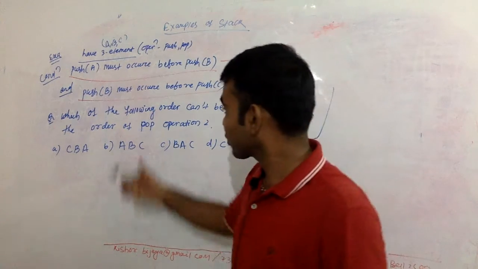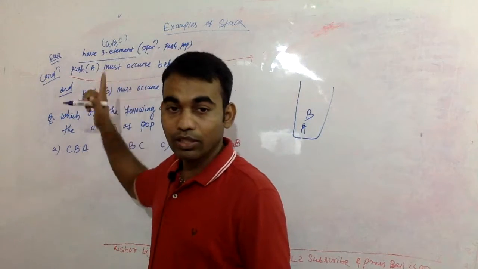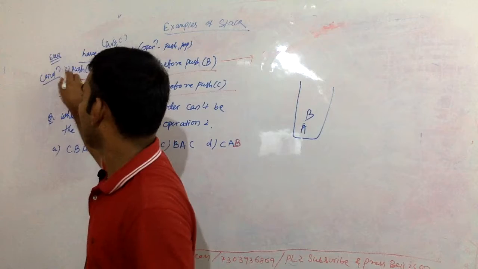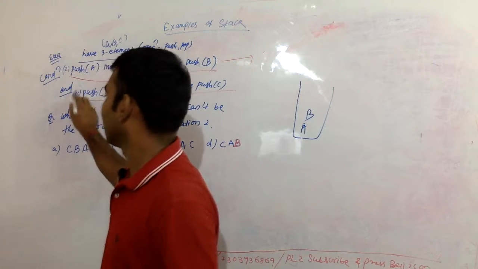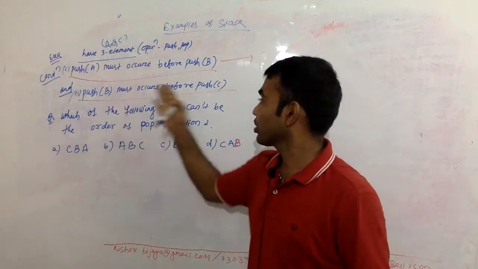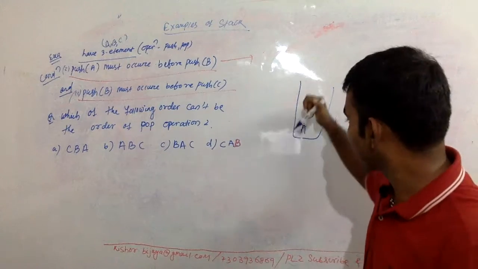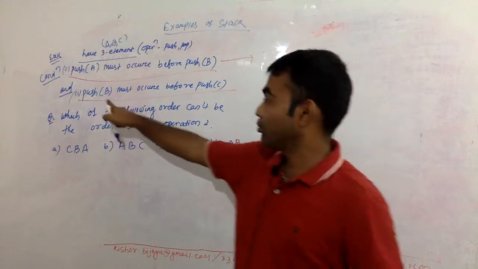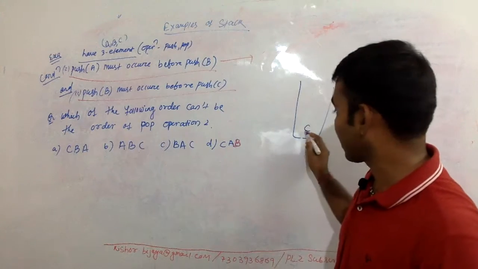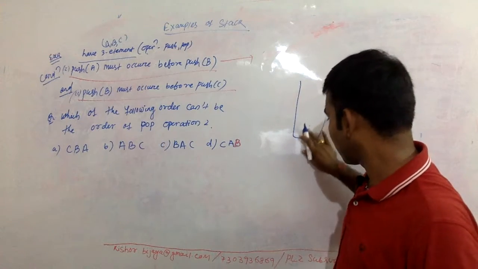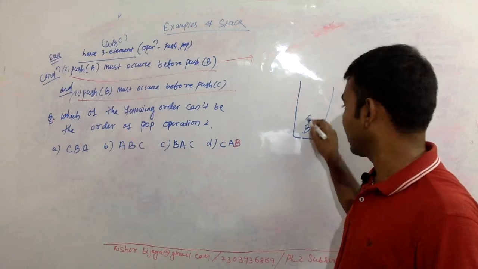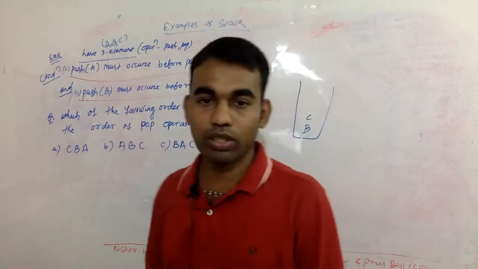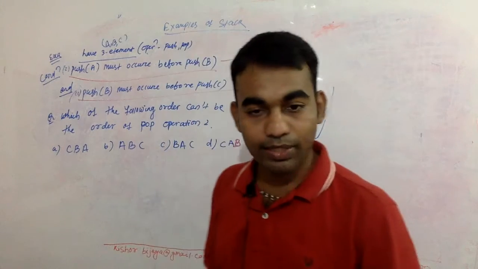There are 2 conditions actually. This is the first condition, and this is not an or, this is an and. And push B must occur before push C. That means if I want to push C, I must push B before that. I cannot directly push C. Before pushing C, I must push B, and only then will I be able to push C. So that's what these 2 conditions talk about.